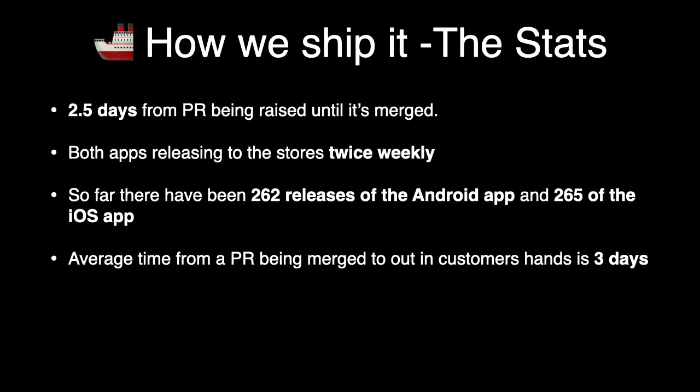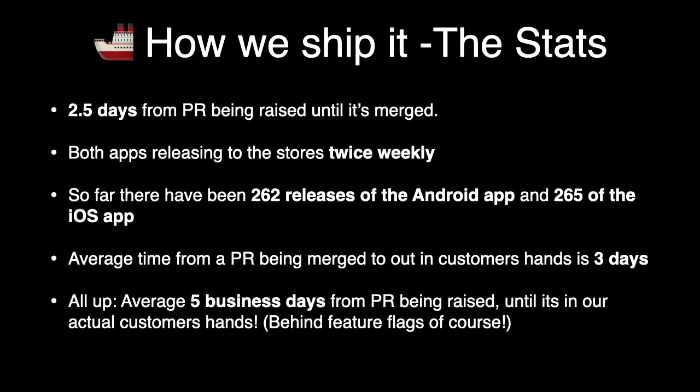The average time from a pull request being merged until it's shipped and out there in a customer's hands is 3 days. And when you add that all together, it means on average, it's 5 business days from a developer raising a pull request until it's out in customers' hands on their mobile devices, helping manage their funds and helping people work with their money. Now, there's a big caveat. This is behind feature flags, of course.